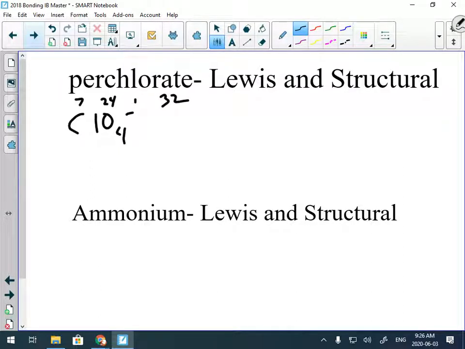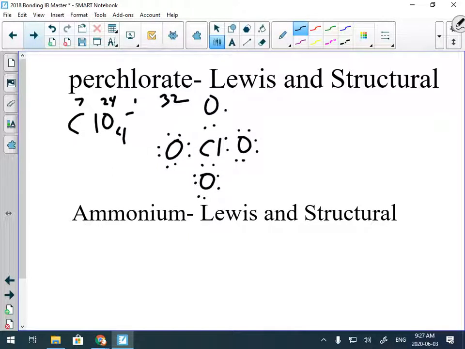So chlorine is my central atom because there's the least amount of it, and let's make it symmetrical. Link everything up: 2, 4, 6, 8, and then fill up my peripheral atoms: 10, 12, 14, 16, 18, 20, 22, 24, 26, 28, 30, 32. Perfect. So I've run out and everything has 8 electrons.